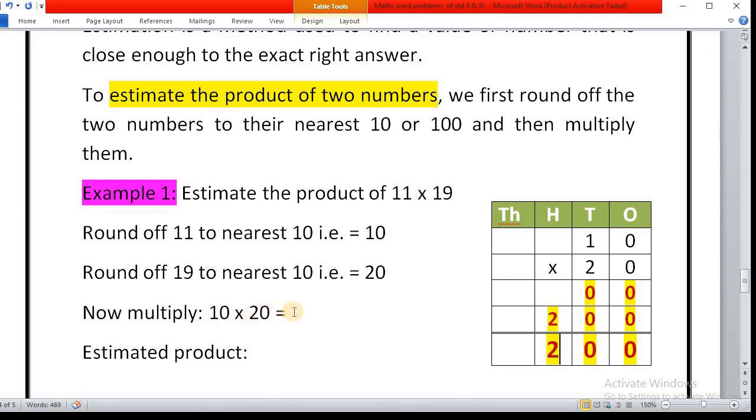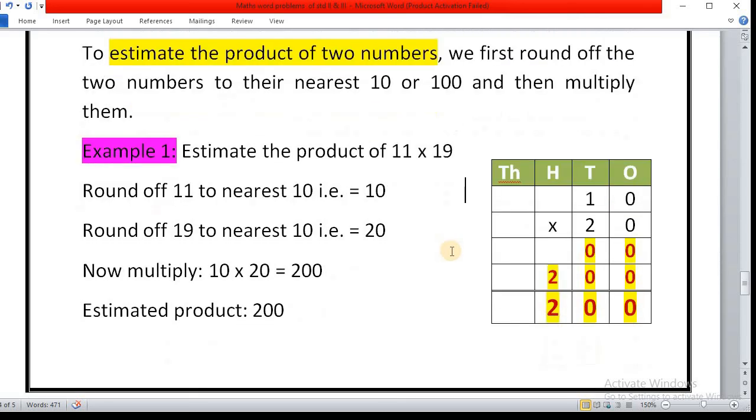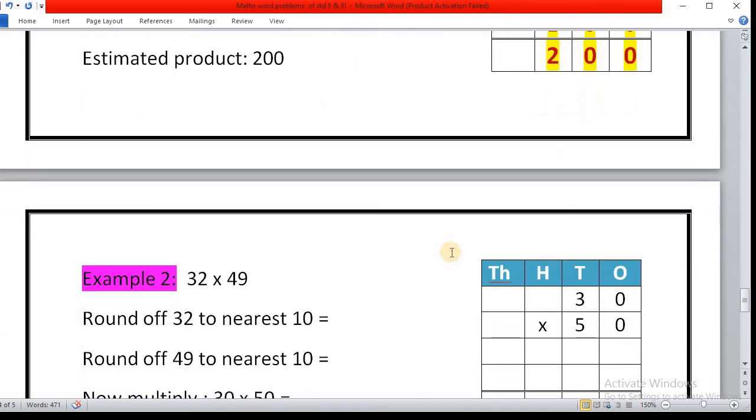Now multiply 10 into 20. After multiplying 10 into 20, the product is 200. And therefore, the estimated product is 200. So, we got 200 after multiplying 11 into 19. Clear? Let's do one more example.